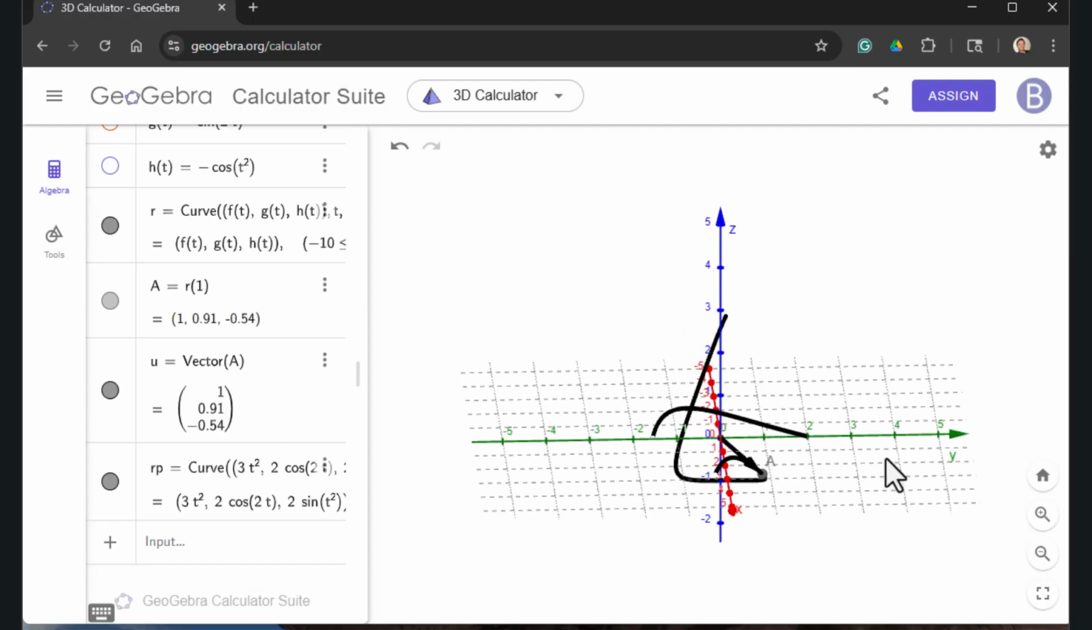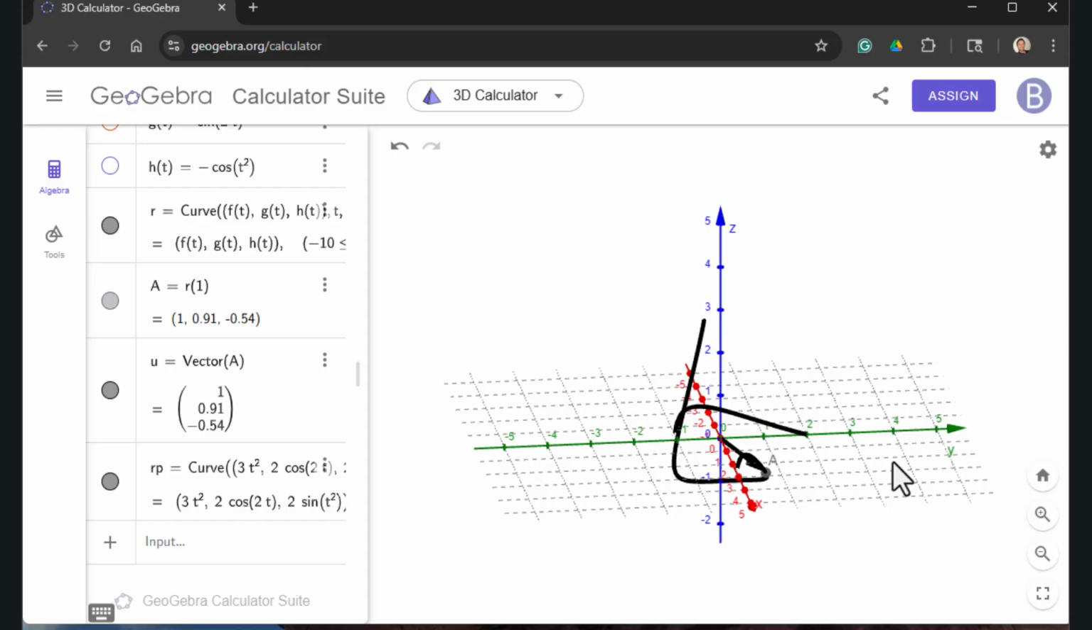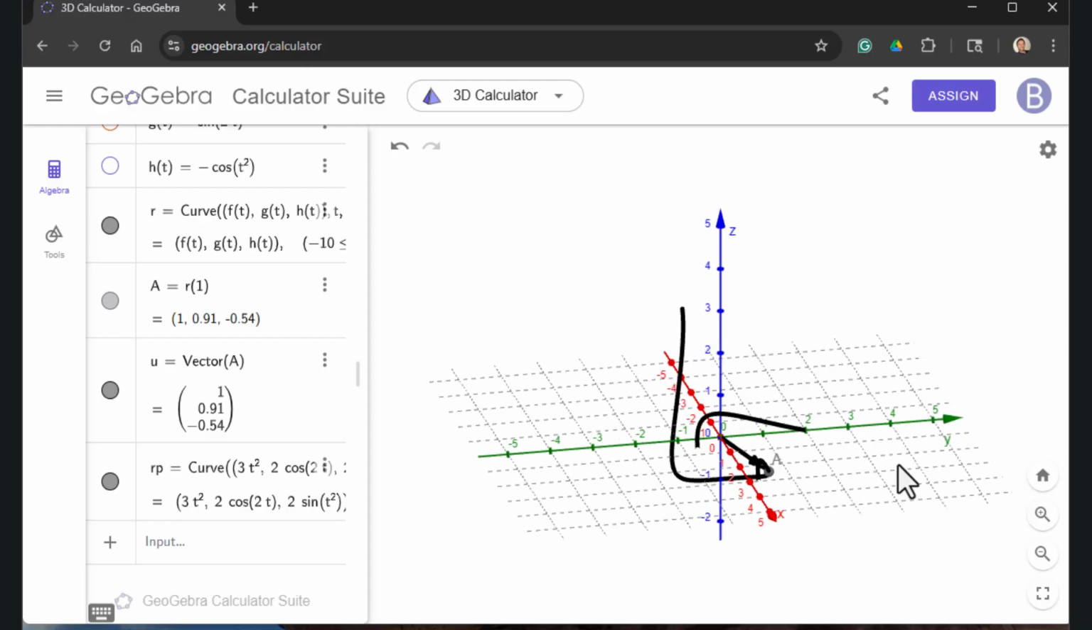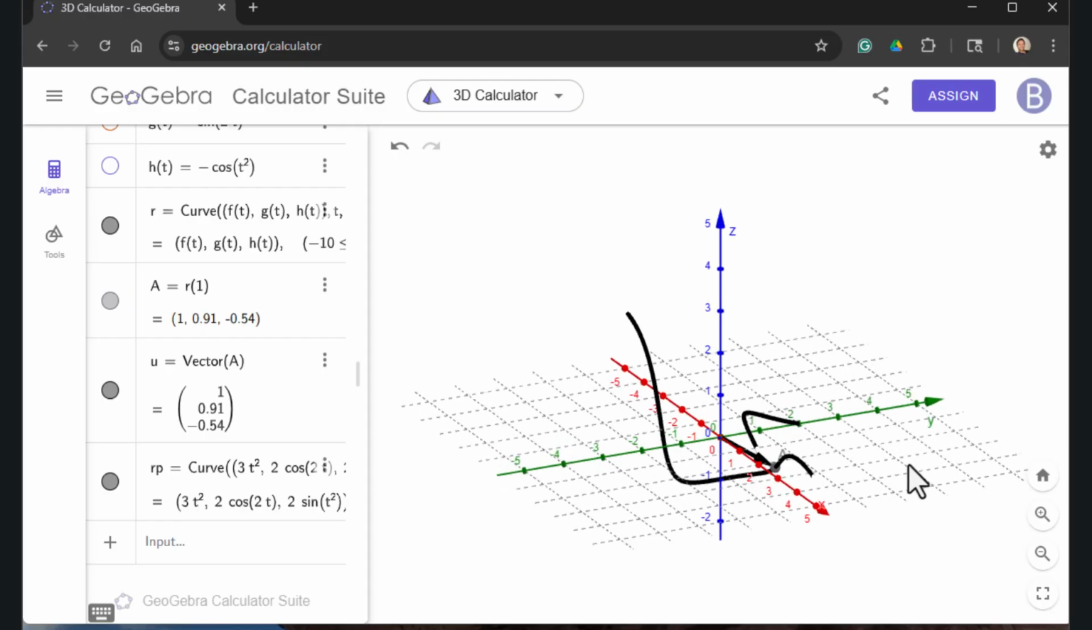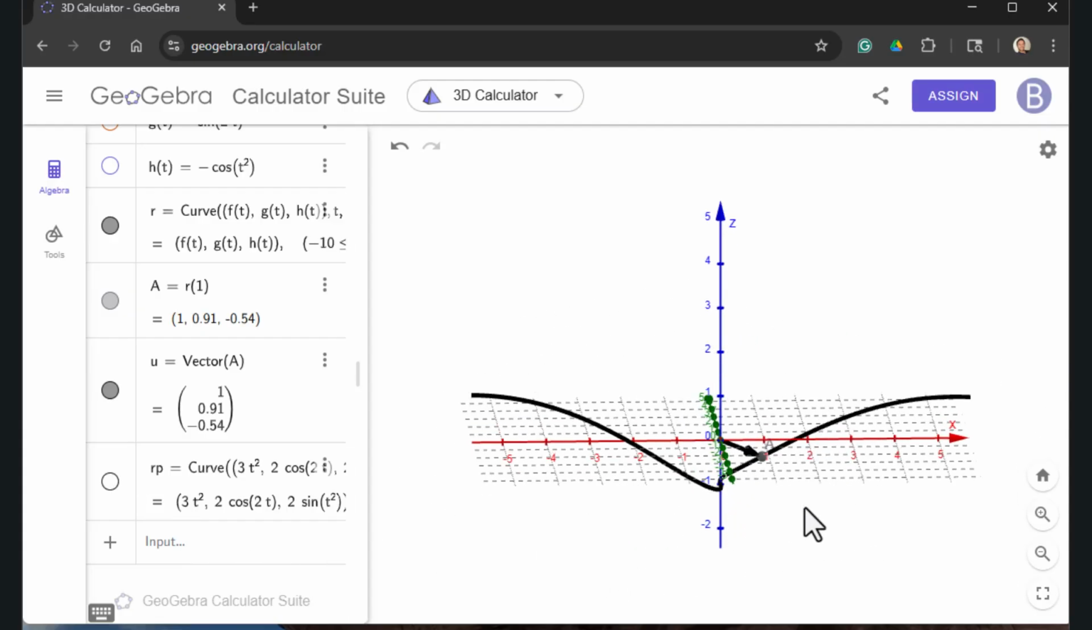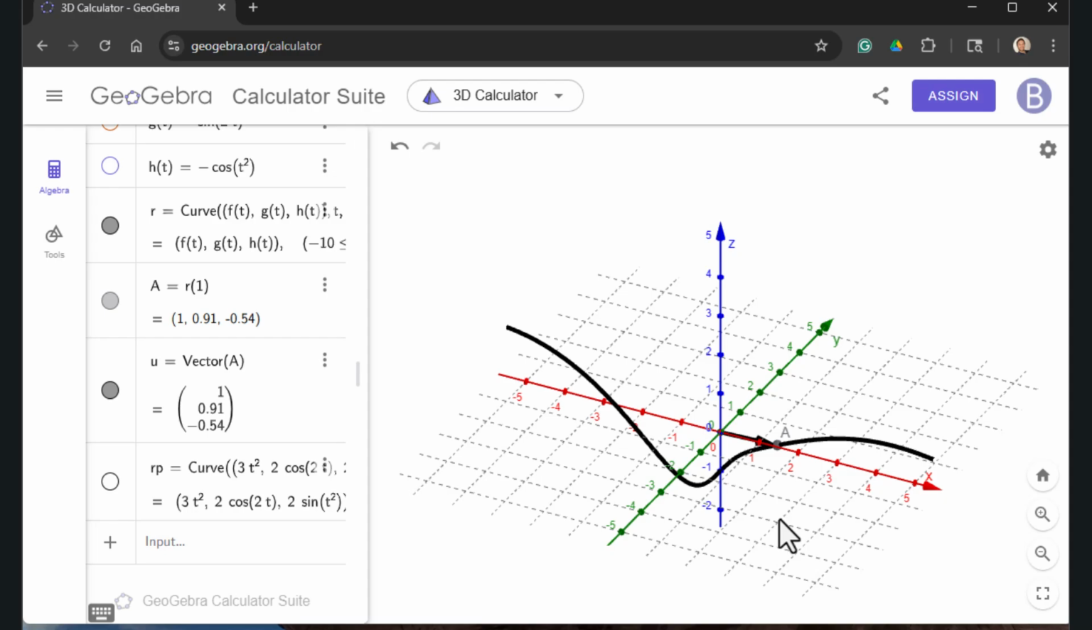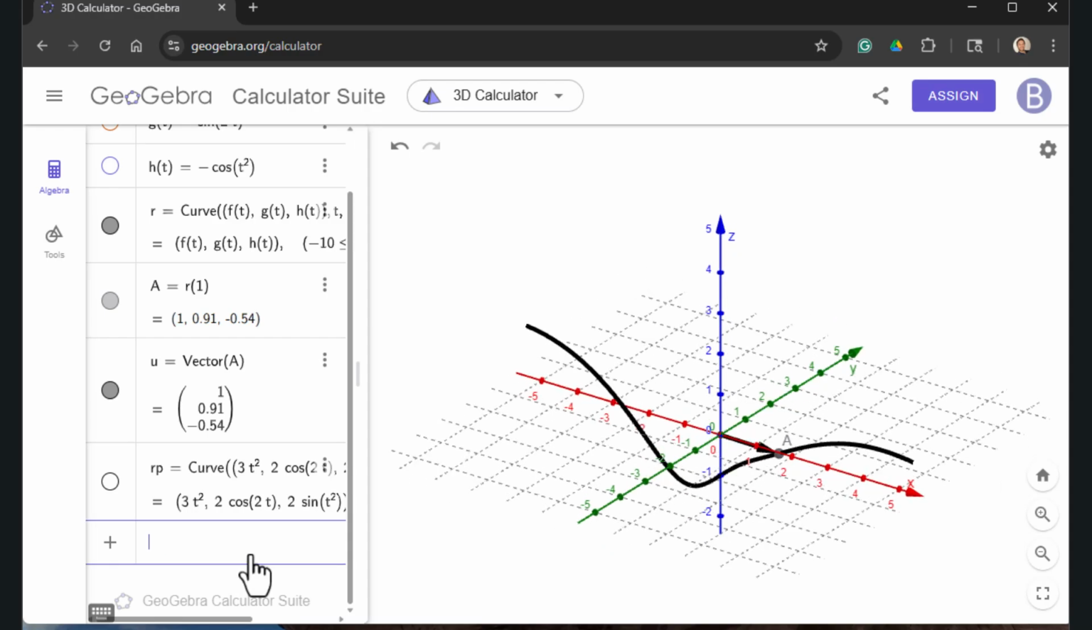This second curve is the traced out path for my derivative of the vector valued function. It actually is not something I'm terribly concerned about. I don't really care about the shape of that particular curve, so I'm going to get rid of it by clicking on this dot. It still exists inside GeoGebra, but it is not a curve I need to see. What I do want to see is the vector value for the derivative of the vector valued function when t equals 1.